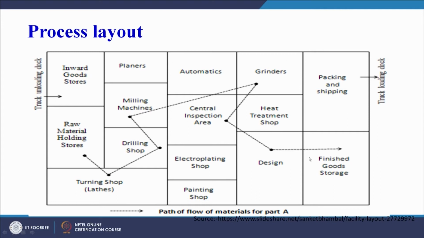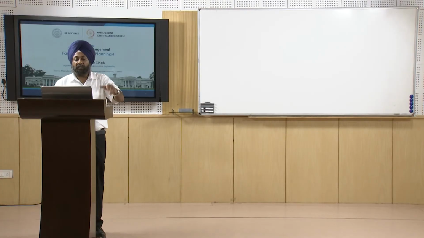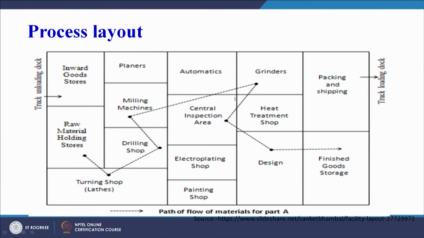So here we see that we have a turning shop where all the lathe machines are there. We have a drilling shop where all the drilling machines are there. We have all the milling machines here. We have planners here. We have automatic machines here. There is a central inspection area. There is a design cell. There is a heat treatment shop. There are grinders. So you see specific machines are grouped together into specific areas or into specific departments. And then one batch of material, one movement of material is depicted here with dotted lines, you can see.